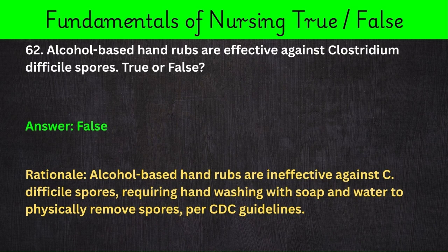62. Alcohol-based hand rubs are effective against Clostridium difficile spores. True or false? Answer: False. Rationale: Alcohol-based hand rubs are ineffective against C. difficile spores, requiring hand washing with soap and water to physically remove spores, per CDC guidelines.